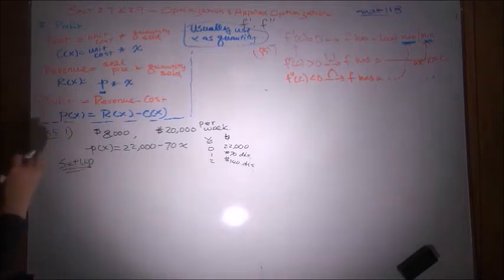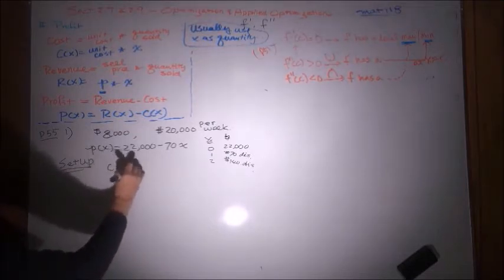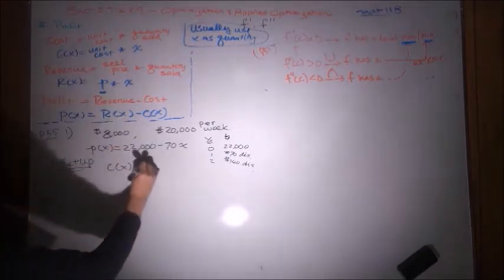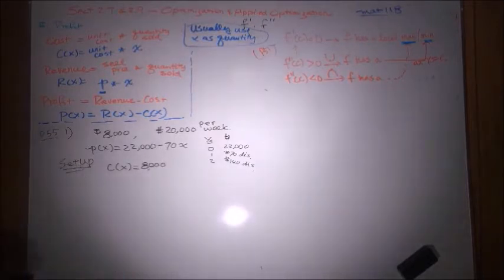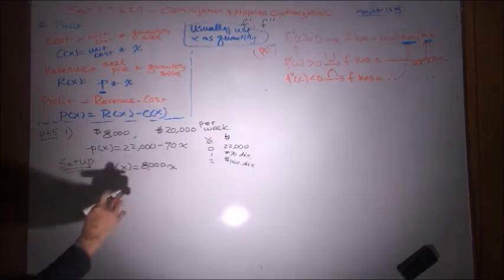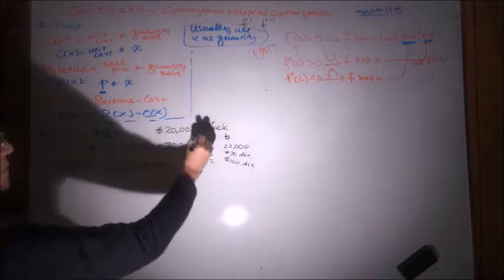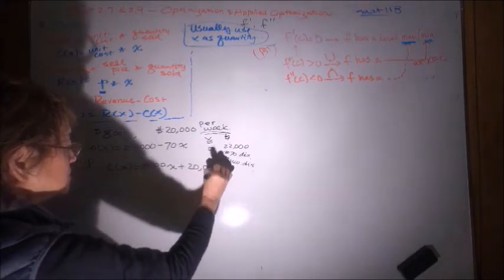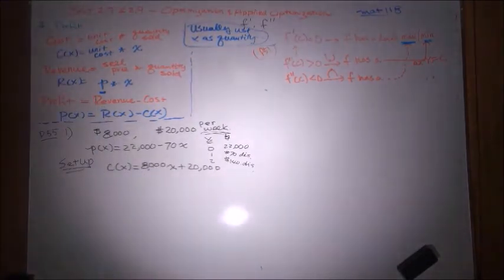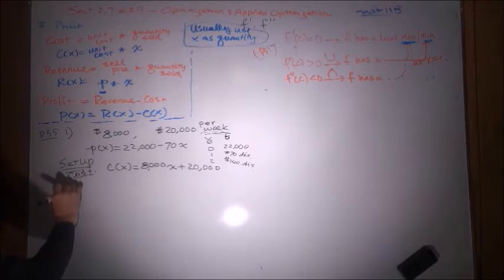all those functions. So what's your cost? Each one is $8,000 times the cars, how many you make. We are talking about per week. But you have to add $20,000 for your overhead. That's your cost. How about your revenue?